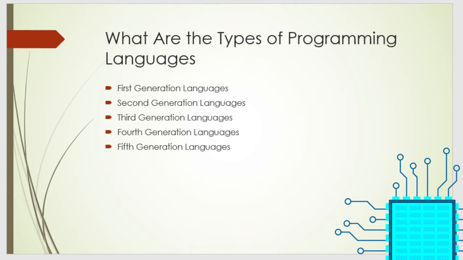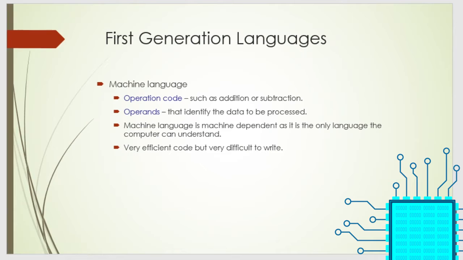And what are the types of programming languages? The various types are first generation, second generation, third generation, fourth generation, and fifth generation languages. First generation languages are called machine language, which contains operation code and operands. Operation codes are such as addition or subtraction, and operands identify the data to be processed. Machine language is machine dependent as it is the only language the computer can understand. Very efficient coding but very difficult to write.